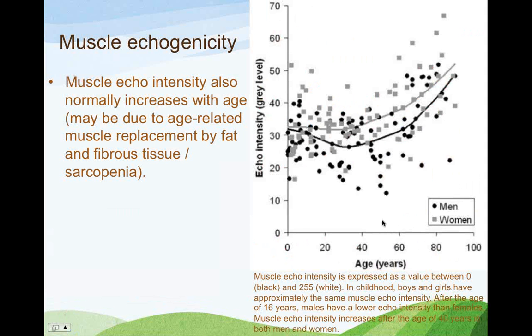Now, muscle echo intensity doesn't just change because of all of these natural fascial boundaries. It also has to do with age-related changes. You might have less echogenicity as a child, but as you get older, there's more muscle replacement by fat, and you get more fibrous tissue, probably just from wear and tear. And that ends up becoming something called sarcopenia. So there is increased echogenicity that normally happens in humans as they age. And here you can see that the muscle echo intensity in general tends to increase more so in women than in men over time.